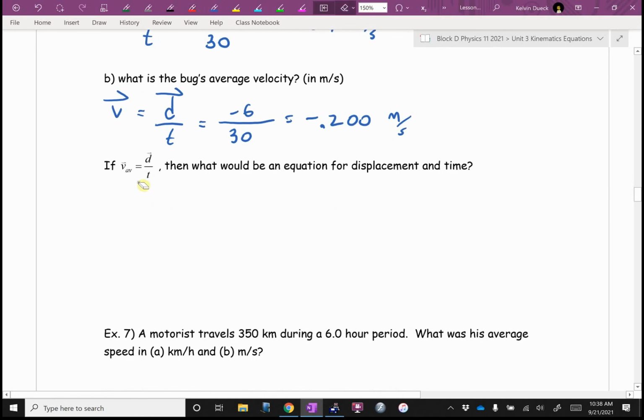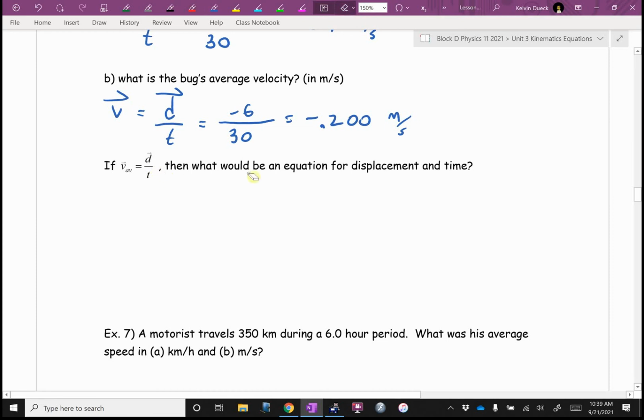If average velocity is displacement over time, what would be an equation for displacement and for time? What I'm going to be introducing you to this unit is what I call formula manipulation. And what I mean by that is the ability to rewrite an equation in your head without actually having to write anything down. And I'm really going to challenge all of you to reach that stage, to get good at that stage. So let me give you an example.